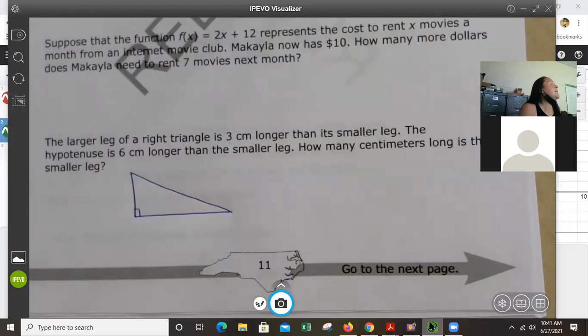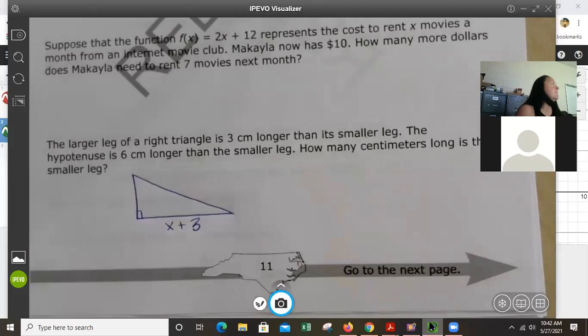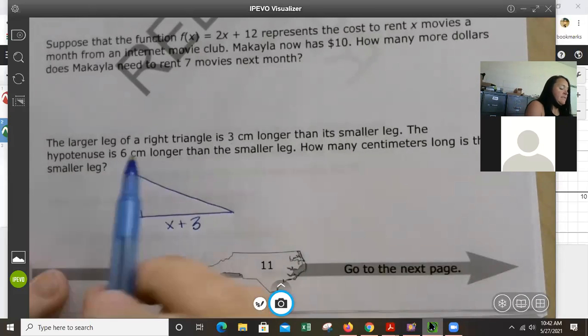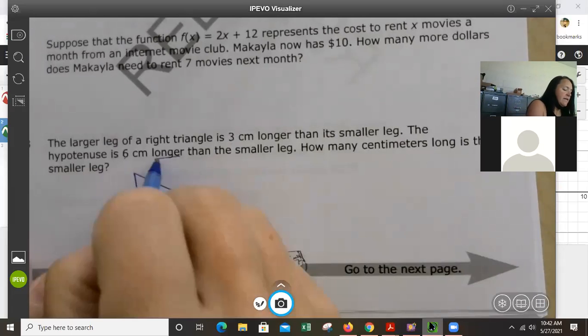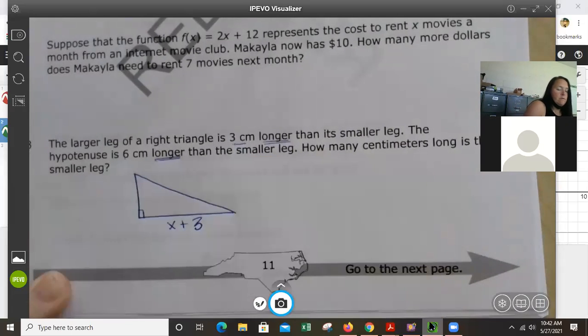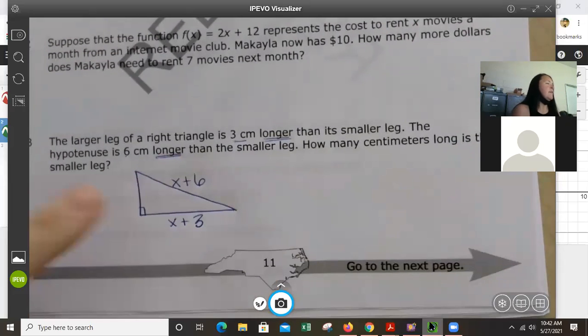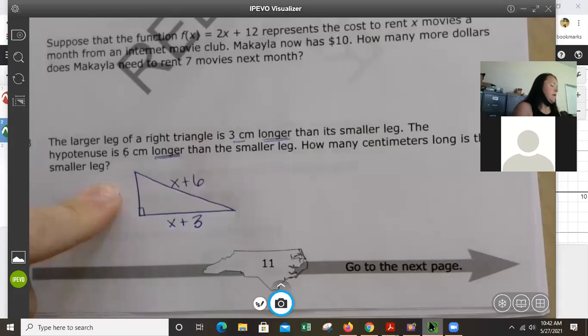If I say you're 3 inches taller than me, how would you figure out your height? Add 3. You add 3, right? So we're going to do x plus 3. Very good. You got to think about it. The hypotenuse, that's the diagonal, is 6 centimeters longer than the smaller. So how do I figure that out? It's 6 centimeters longer, just like this one said, 3 centimeters longer. How do I do it? X plus 6, right? Well, it didn't tell us anything about the smaller, so what do I put for the small one? Yeah, because I don't know it.